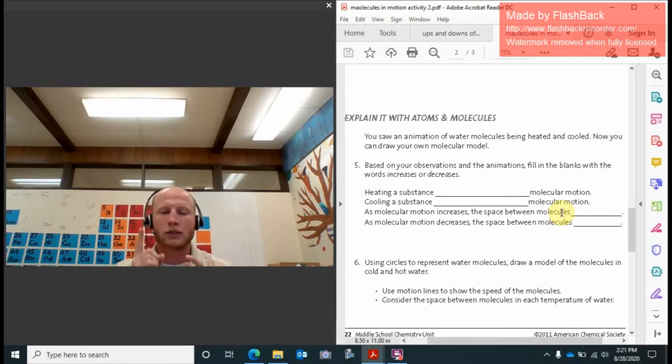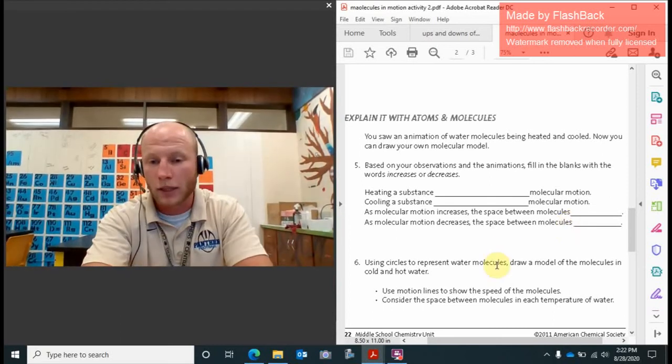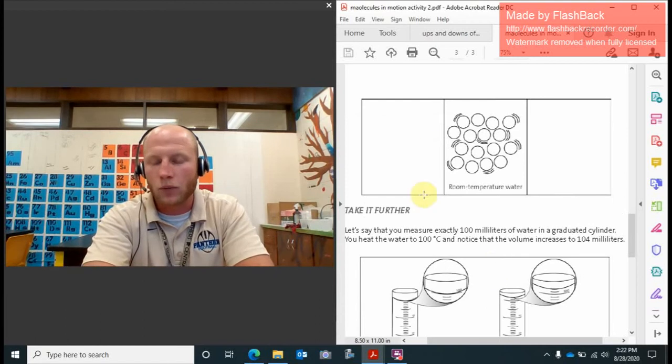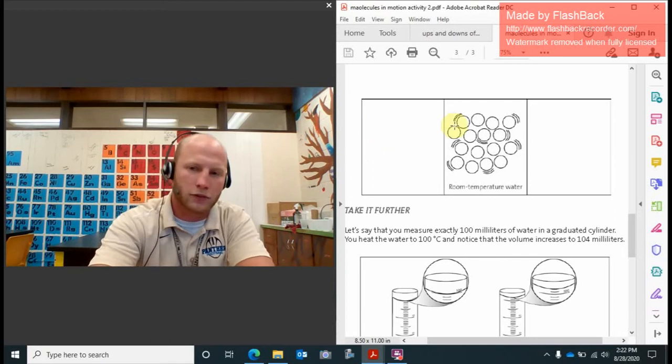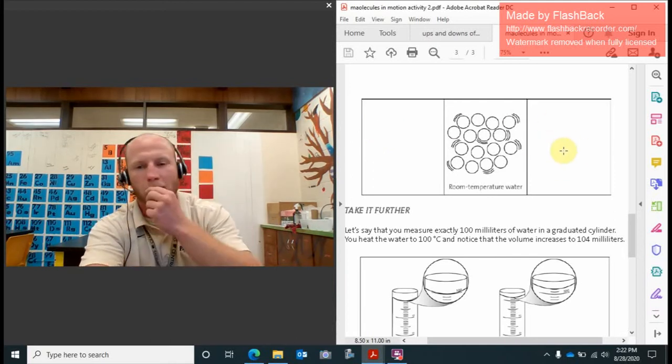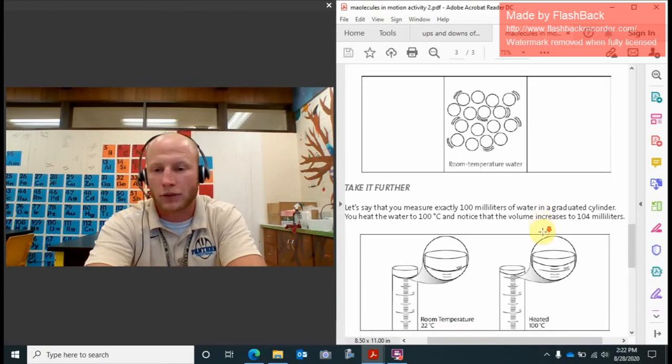But anyways, as molecular motion increases, that means it has enough energy where these molecules start to spread out more and more. And as molecular motion decreases, the spaces between the molecules also decrease, so they become more and more compact. But in these liquids, they're still able to move around past one another. Okay, number 6, we talked about drawing this. If this was hot water, the molecules would be farther apart and moving faster. If this was cold water over here, the particles would be closer together, and they wouldn't be moving as fast.